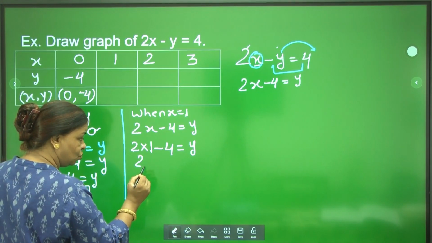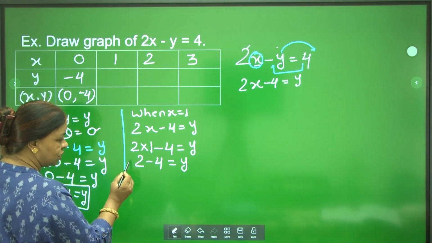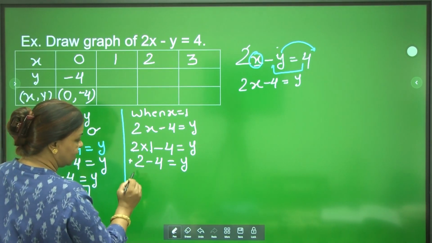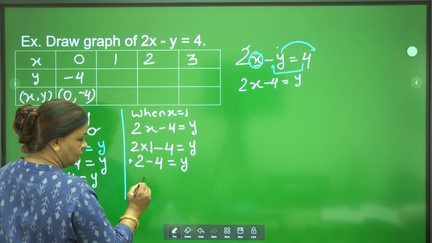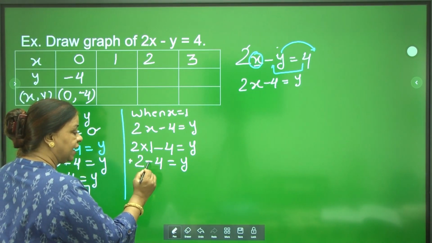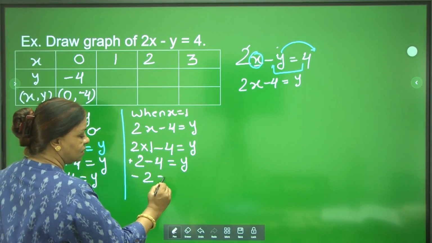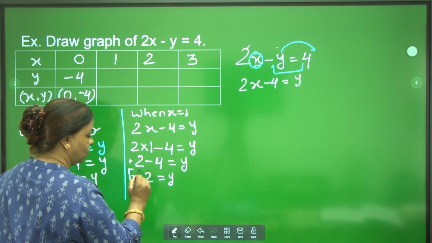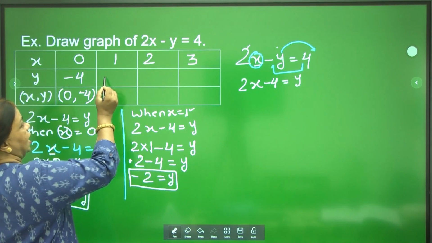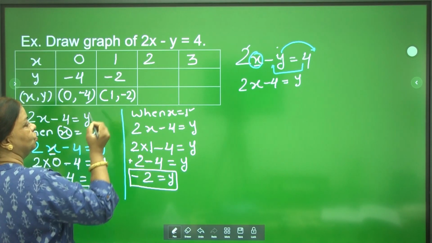2 into 1 is 2, minus 4 is equal to y. Now see, the sign of 2 is plus, children. If nothing is there, that means it is plus. 2 minus 4, we will be doing subtraction, and 4 minus 2 will be 2. But which sign will come? The sign of the greater number. 4 is greater than 2 and the sign of 4 is minus. So I will place here minus. So when x is 1, the y value is minus 2. I will write here minus 2. So you get here 1 comma minus 2.